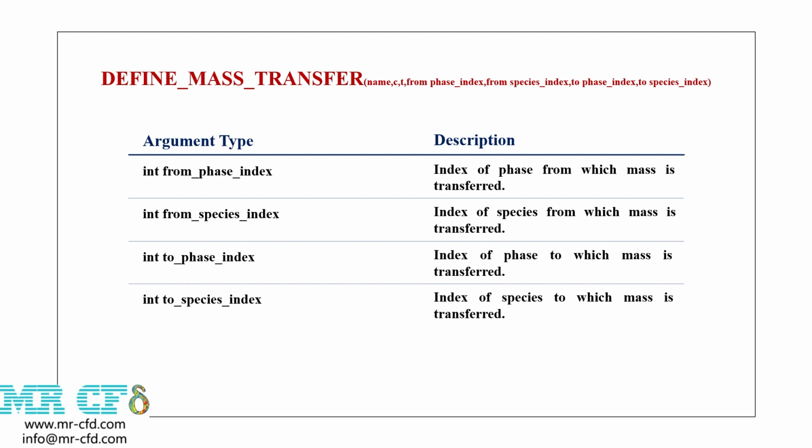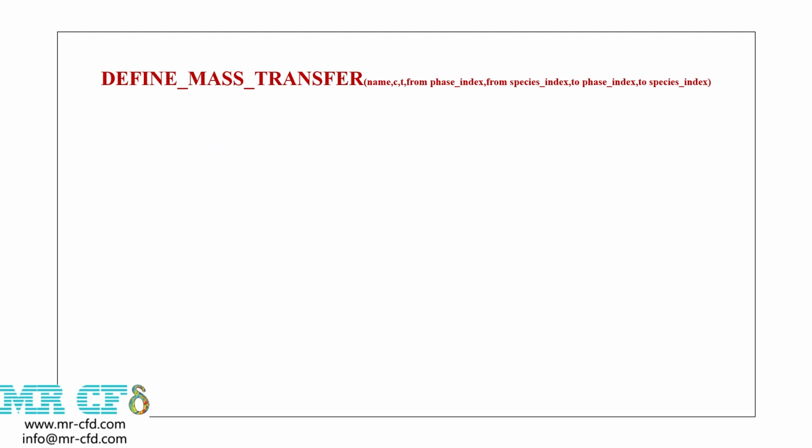The fourth argument represents the phase index from which mass transfer occurs, and the sixth argument represents the phase index to which mass transfer occurs. The fifth argument represents the species from which mass transfer occurs, and the seventh argument represents the species to which mass transfer occurs.